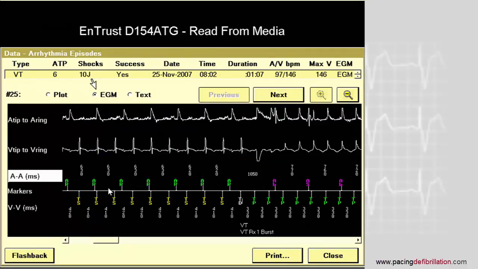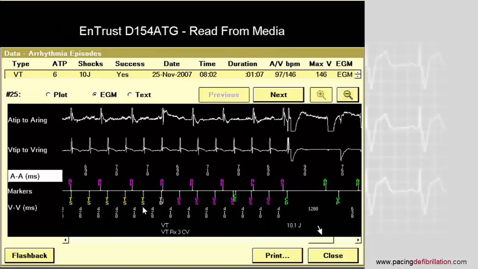You can see on the EGM that it is a ventricular tachycardia with ventricles faster than the atria, and here you can see the first burst that is delivered, and all the ATP sequences will be non-efficient to reduce the arrhythmia. So after 3 bursts and 3 ramps, the next therapy is a cardioversion shock of 10 joules.